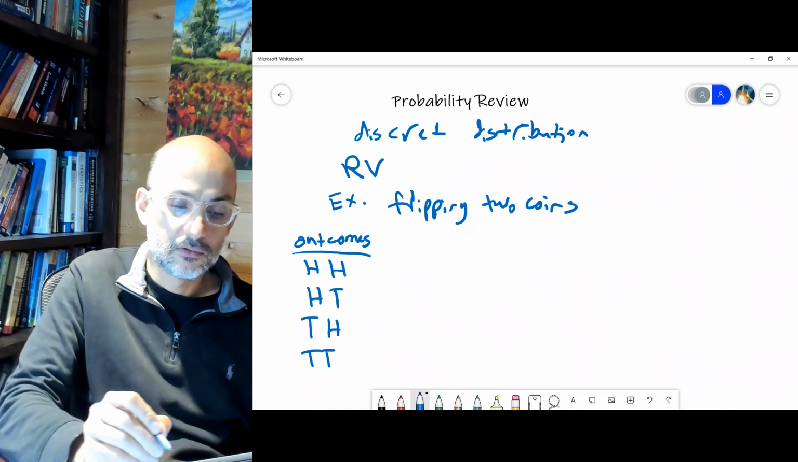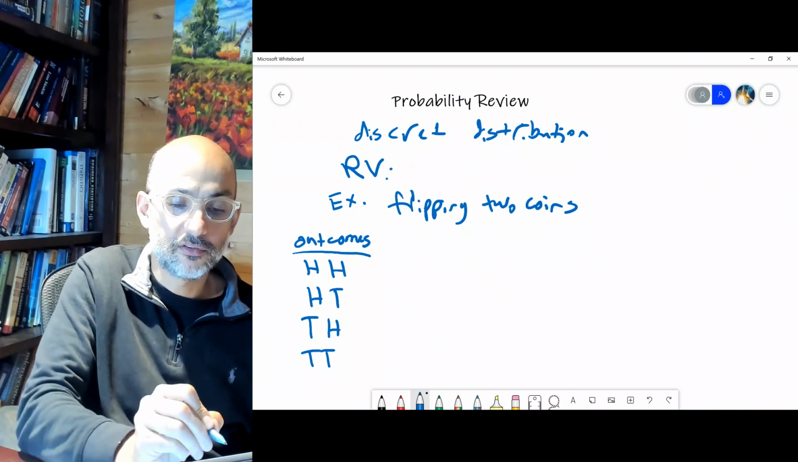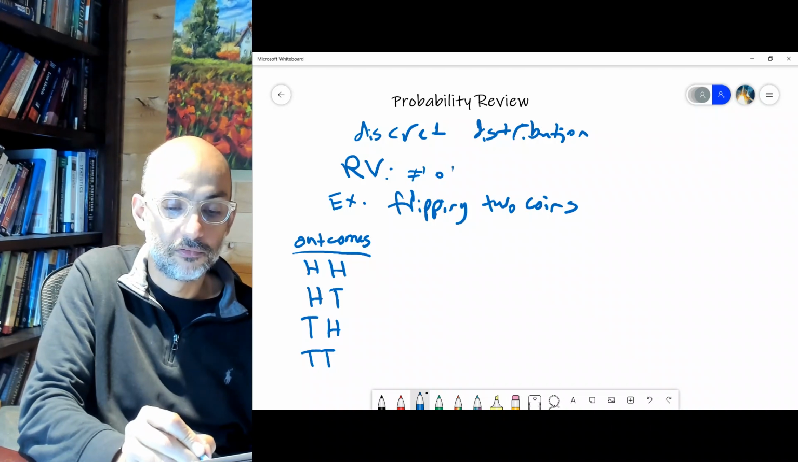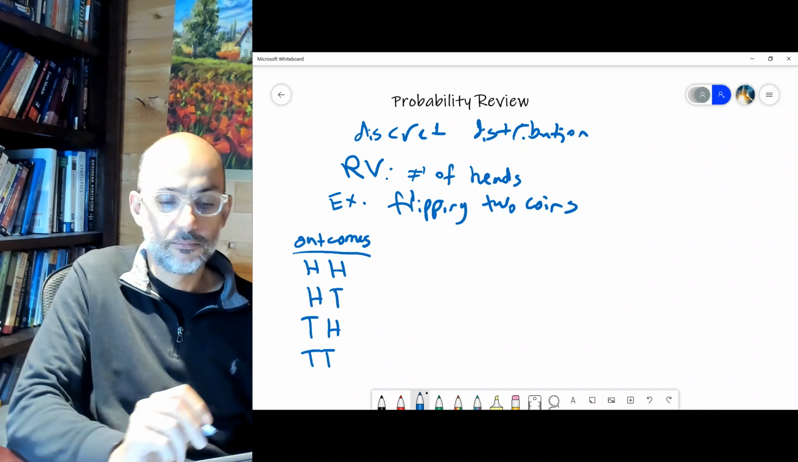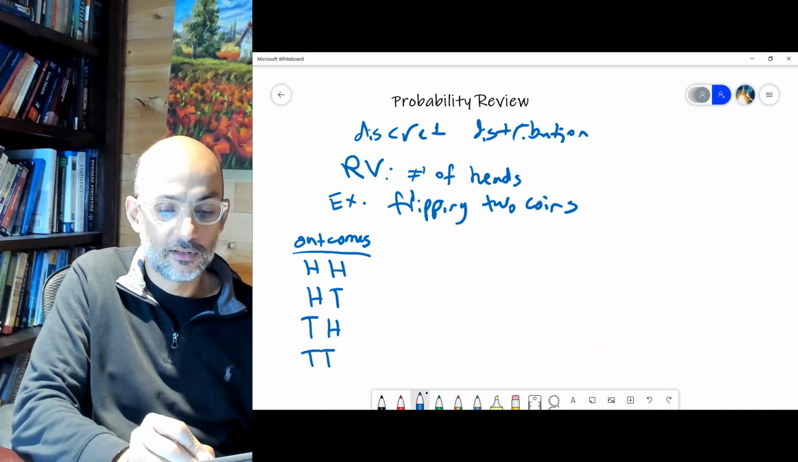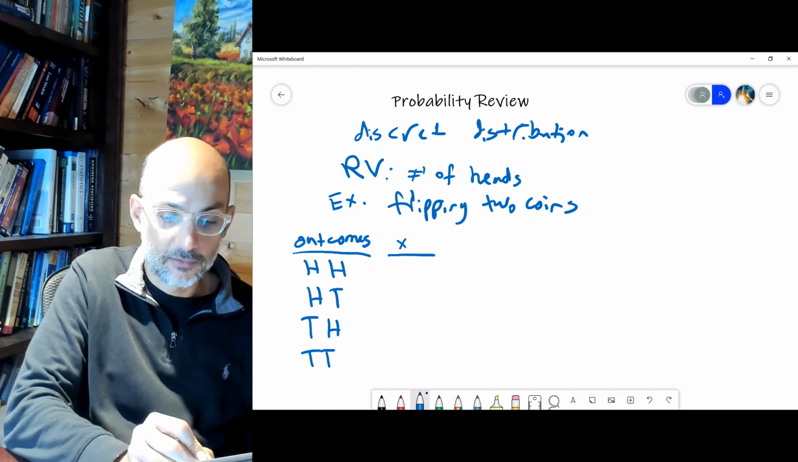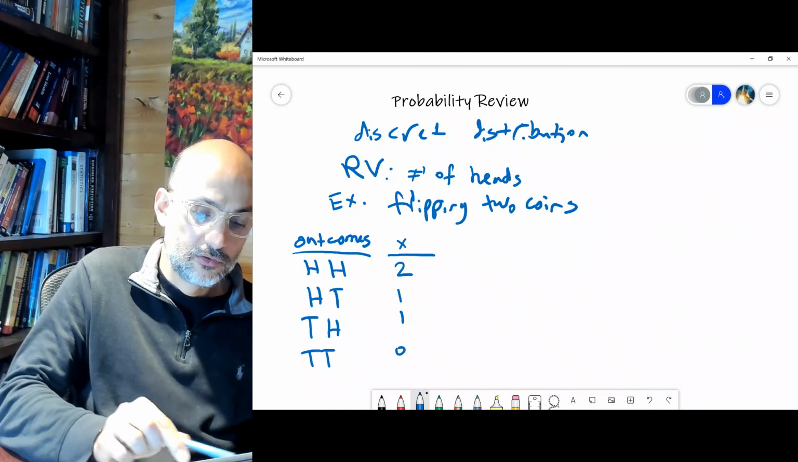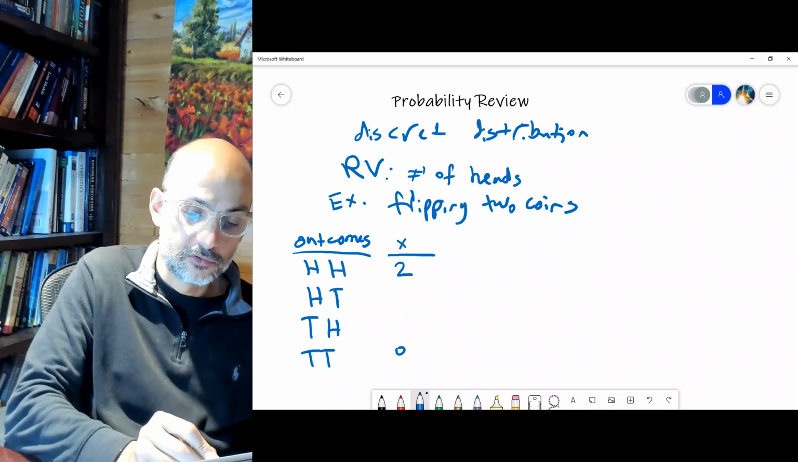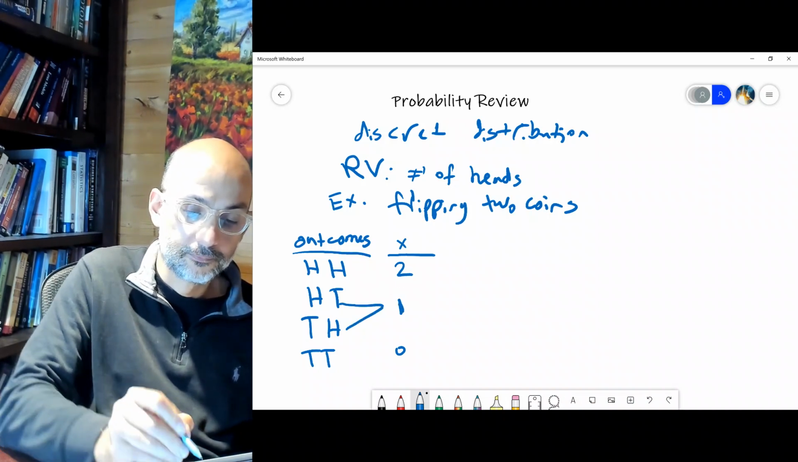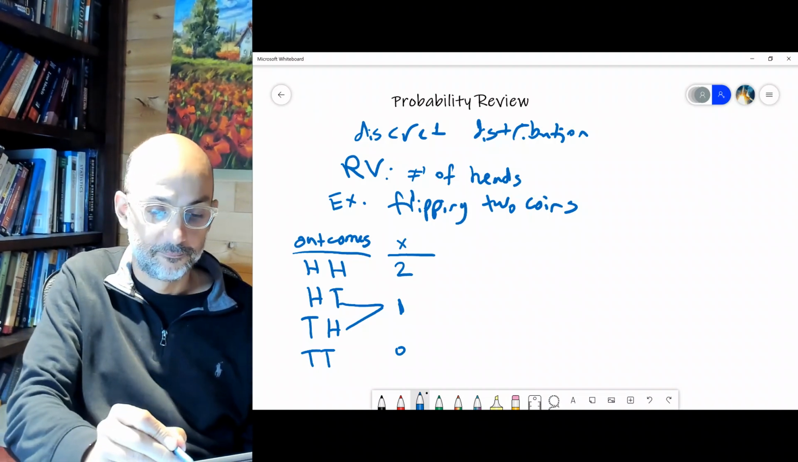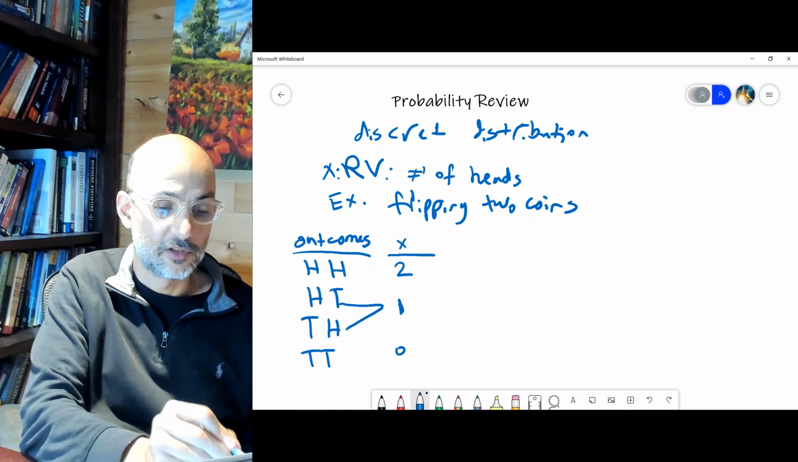Now the random variable, let's define it for this example, is the number of heads. Usually we give it the letter X. The number of heads here: we have two heads, 1, 1, 0. You can see that we can combine these two 1s into one. Now this is the random variable, which is X here. X is a random variable.